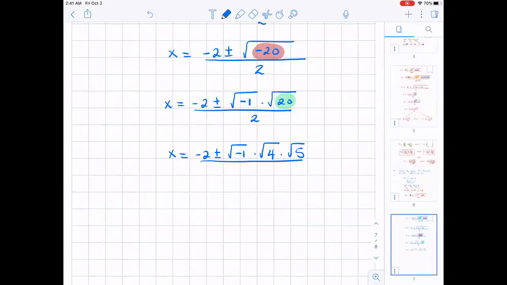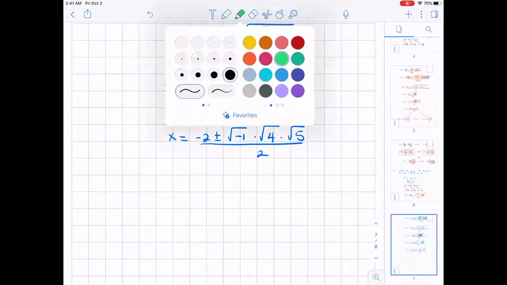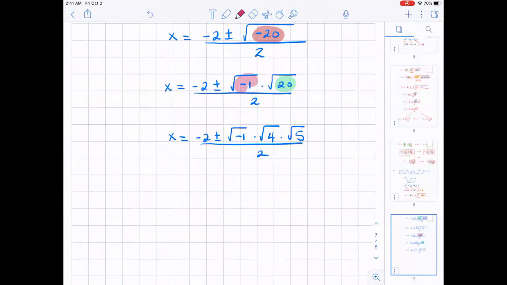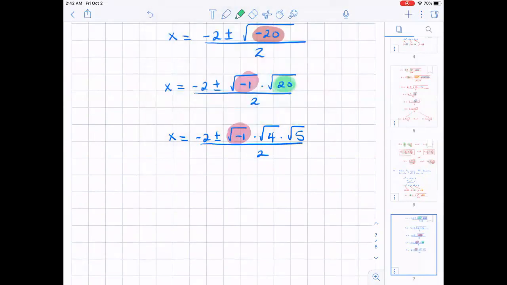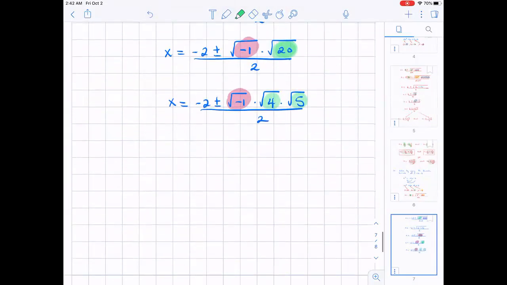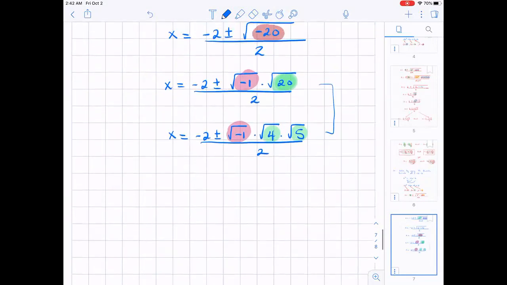Everything over 2. So what I did here is that the first step I took out the negative, which is this here. And then the second time around, I broke 20 as 4 times 5 so I could simplify it. So you could combine these two steps if you want. You didn't have to do the top, you could have just run straight to the bottom.